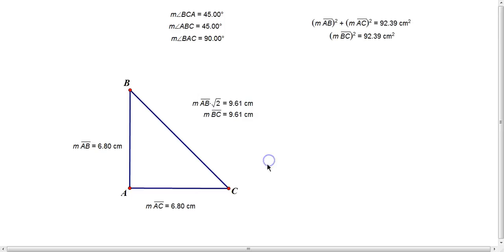So the focus here is that the hypotenuse of a 45, 45, 90 triangle is the length of one of the legs times the square root of 2. And that we can see right here.